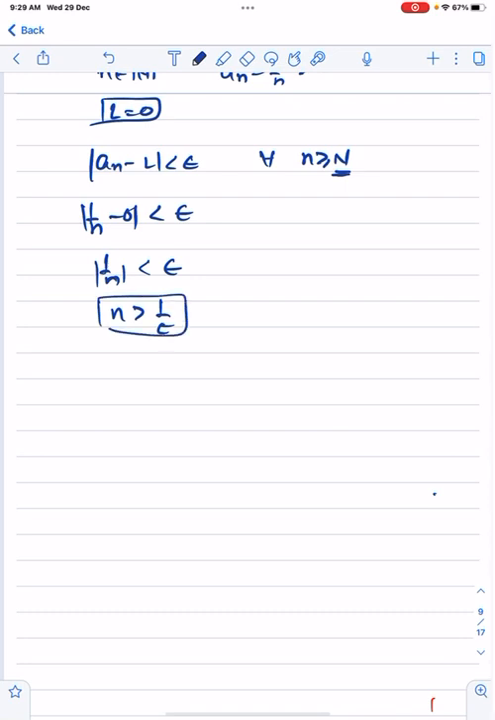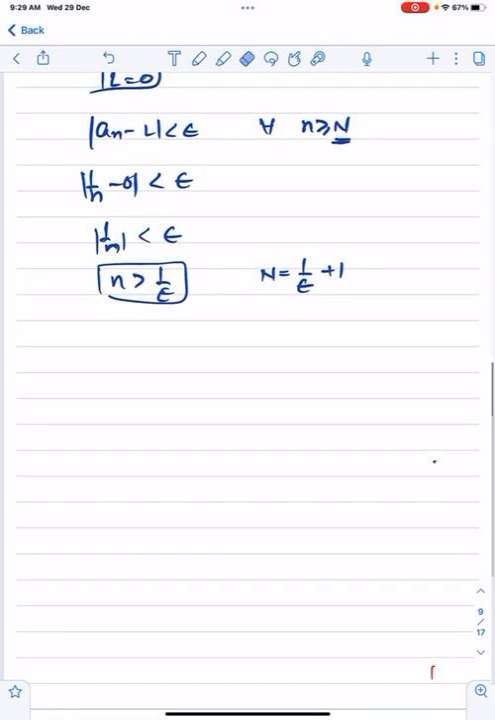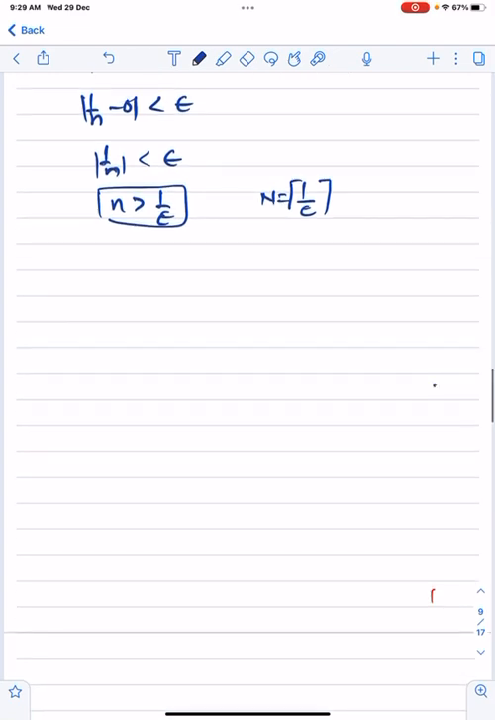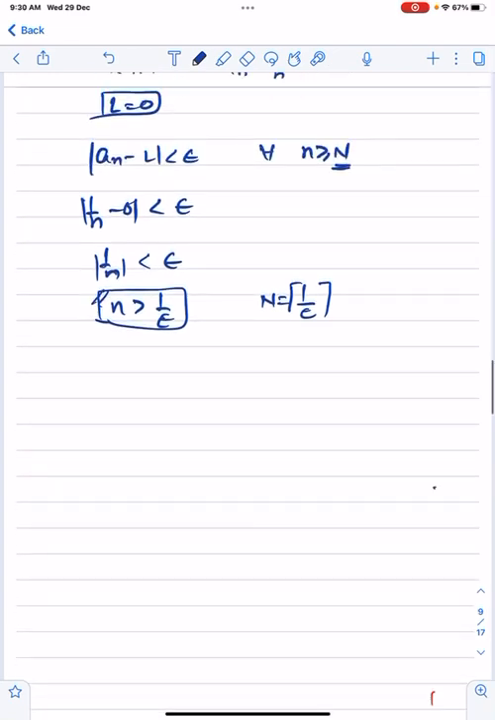So for this one, your capital N is here 1 upon epsilon, right, plus 1. You can write it like this, or you can just take the greatest integer of this, right? Greatest integer, or you can say ceil function, you can write it like this. Okay, so that means whenever your n is greater than 1 upon epsilon, this inequality will hold.